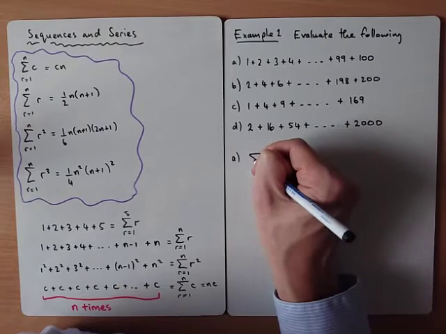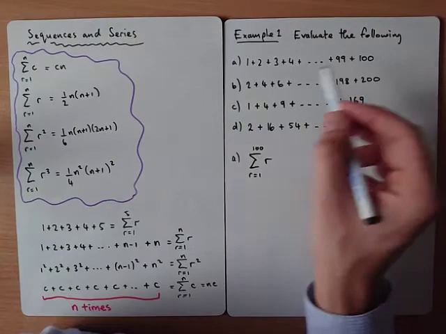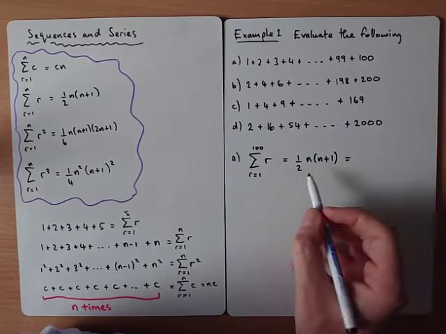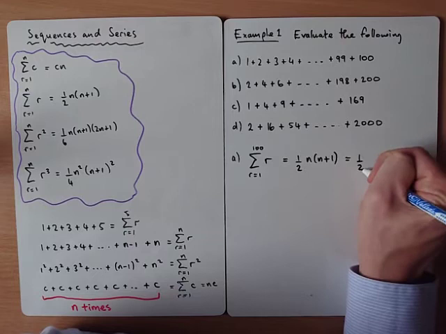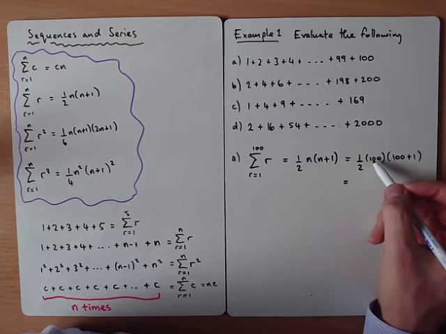Okay, so let's evaluate it. In terms of the notation, we're going from 1 to 100, so there are 100 terms all together. And because this is the natural numbers, we'll use the letter r. So that would be the same as 1 half n times n plus 1. And n, in these formulas, stands for the total amount of terms in the sequence. So if you've got 100 terms all together, that would be the same as 1 half of 100 times 100 plus 1. Okay, and obviously you can use a calculator, so you get 50 times 101.